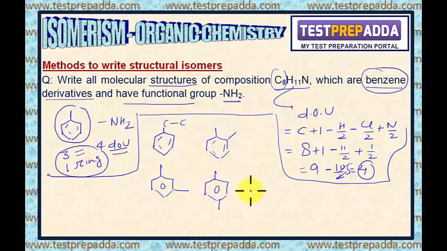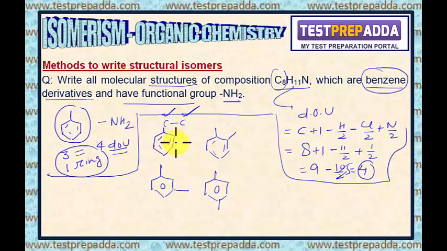Now if I write another one with this methyl group at this position, then it will be the same as this one. Here, here means here, here. My point is clear. Now we have to place NH2. What are the different positions where NH2 can be placed? So I can place NH2 here. That is 1.